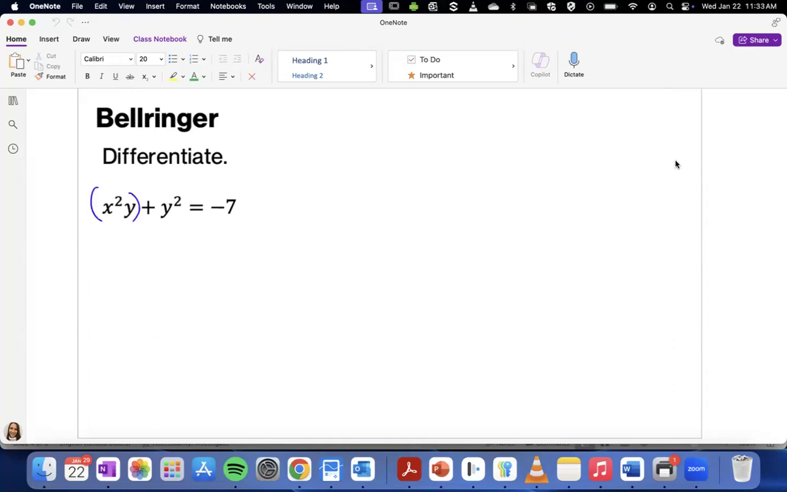You have the first d last, so x squared. Derivative of y is just 1, but every time I take a derivative of y, I need to write dy over dx, right? So that's first d last plus last d first, so times 2x. And then y squared, the derivative is 2y dy over dx. Derivative of -7 is 0.